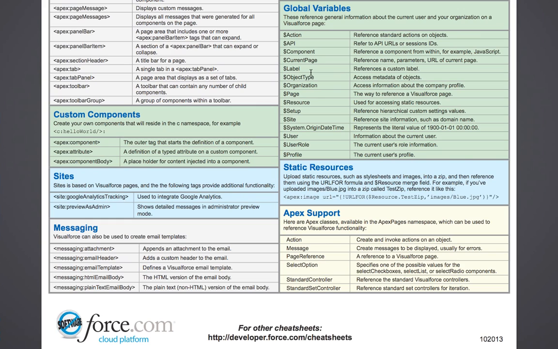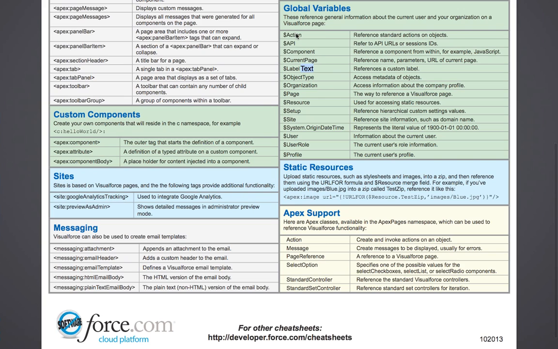You can even access the metadata of the object by using this dollar object type. And you can even use the labels also. I can explain the labels and the current page stuff later, in the advanced development examples. It will be confusing if I explain now. And actions, the global actions that are available, like save, edit, clone, cancel, delete options. This is a reference to the standard actions in Salesforce.